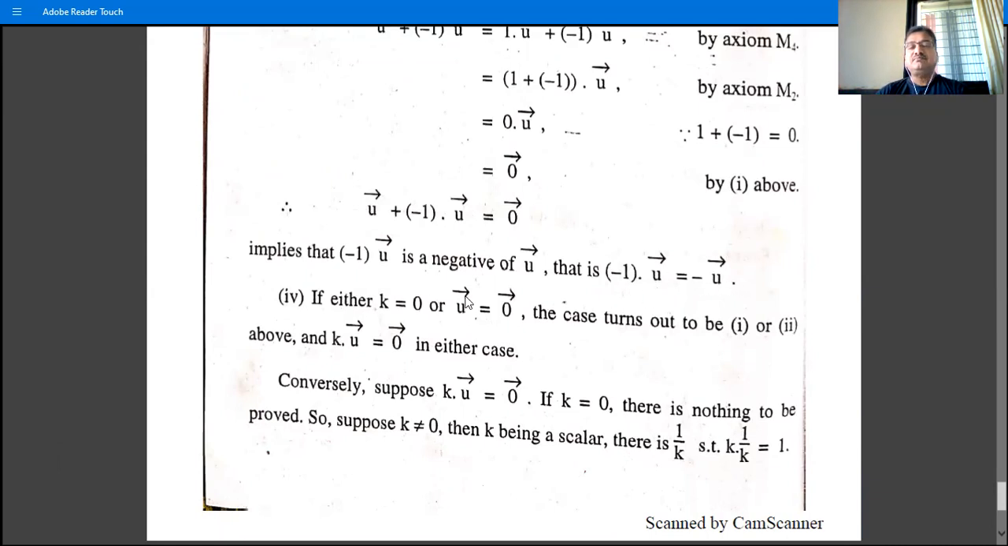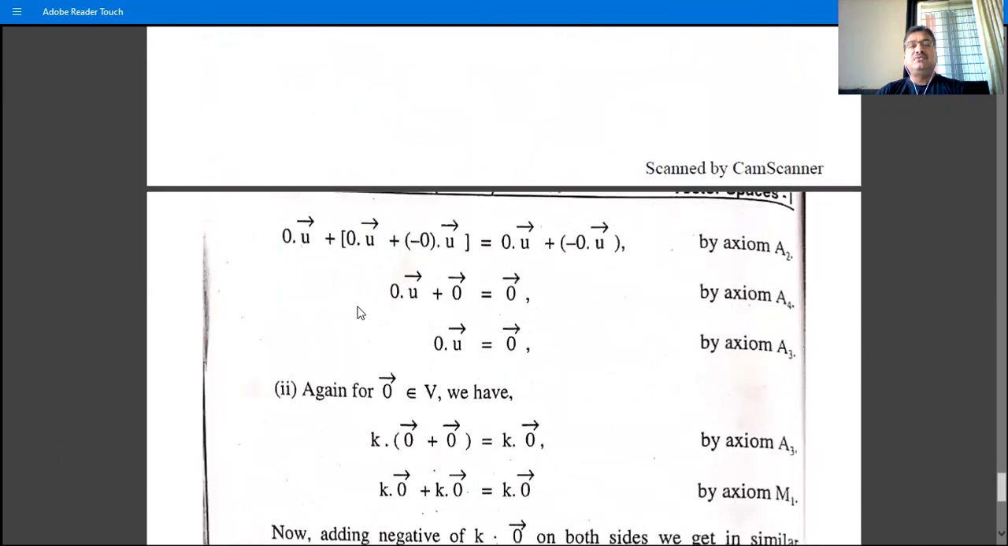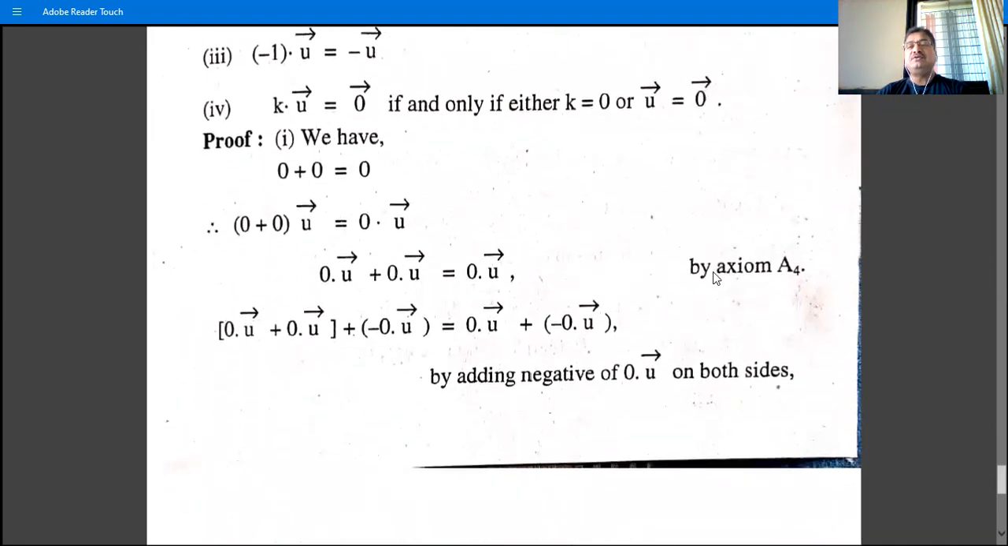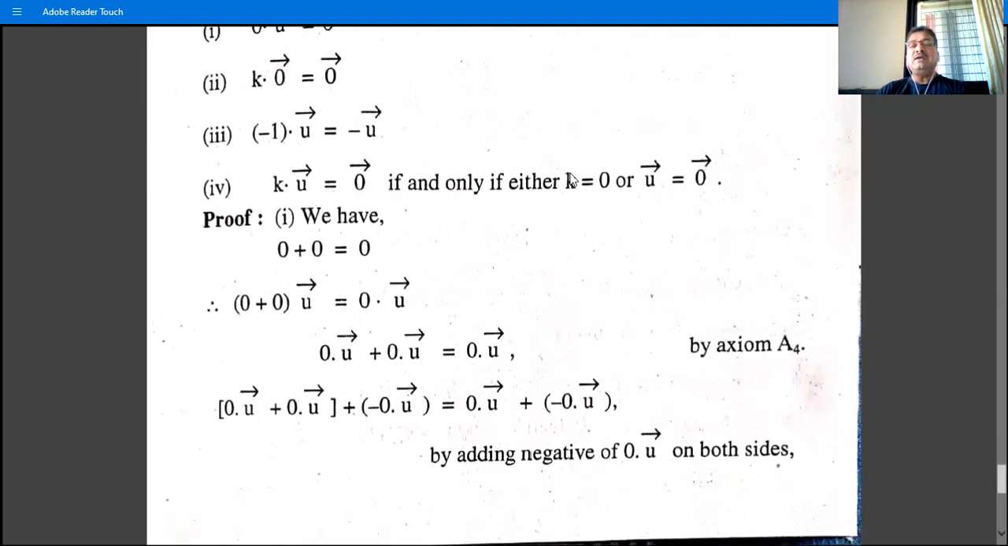Okay, then we have to prove the fourth one: k·u̅ is 0̅ if and only if either k is 0 or u̅ is 0̅. So if k is 0, then what do we have?